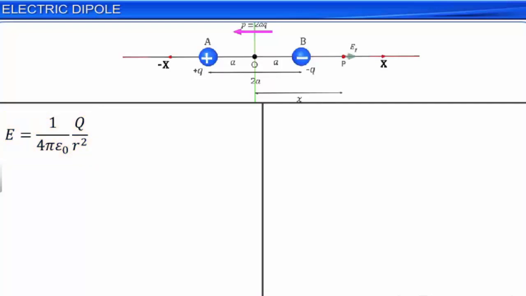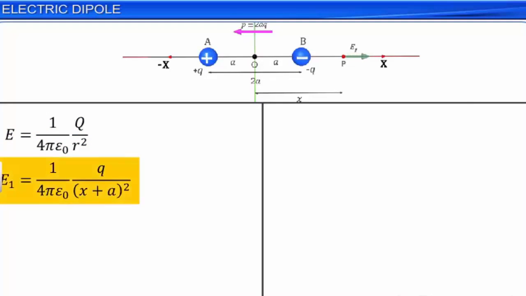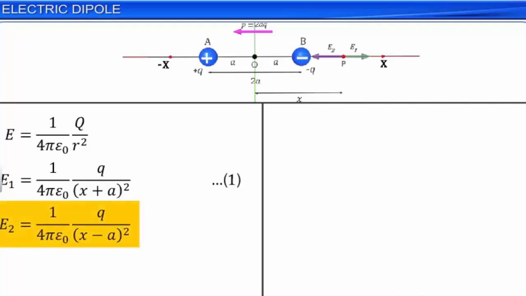Following the expression, the magnitude of the electric field strength E1 due to the charge +Q is equal to 1 by 4 pi epsilon naught Q by (x plus a) whole square. Let this be equation 1. The direction of this electric field is opposite to that of the dipole moment. Similarly, the magnitude of the electric field strength E2 due to the charge -Q is equal to 1 by 4 pi epsilon naught Q by (x minus a) whole square. Let this be equation 2.